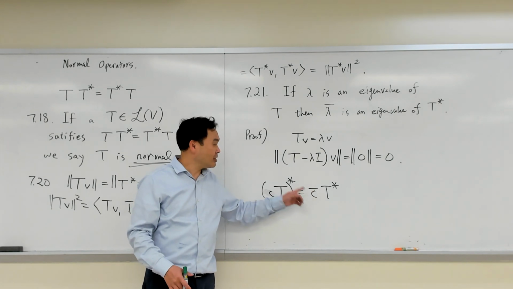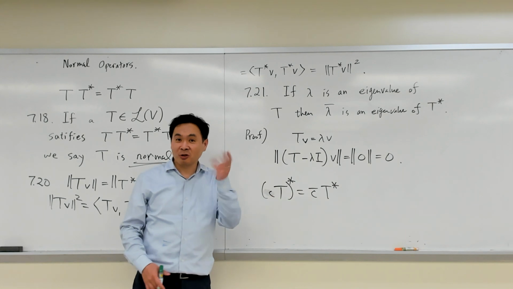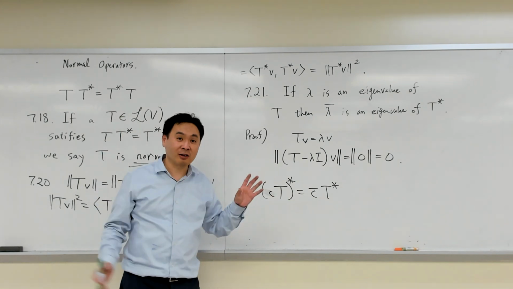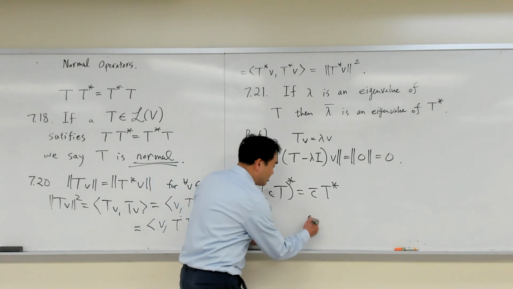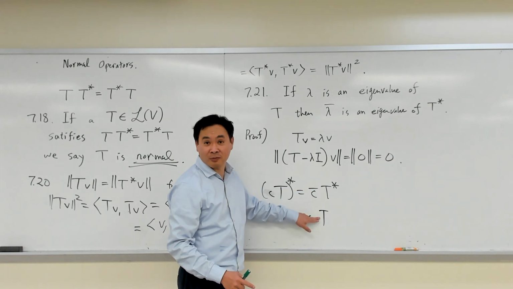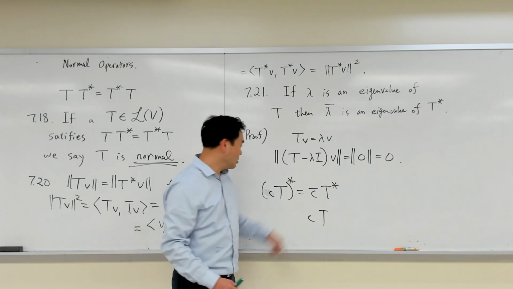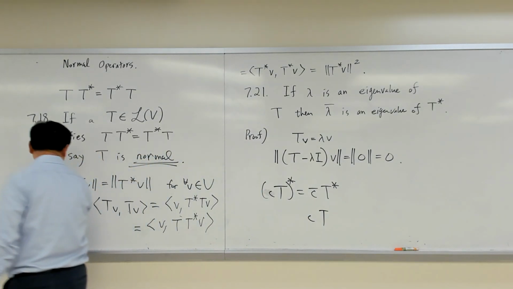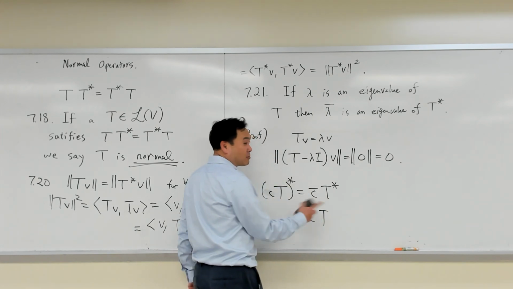However, it's still normal, because this is still going to commute with cT, right? These two are still going to commute because these two are the same. Any matrix commutes with itself, right? Any operator commutes with itself. So if T star is equal to T, then these two definitely commute.